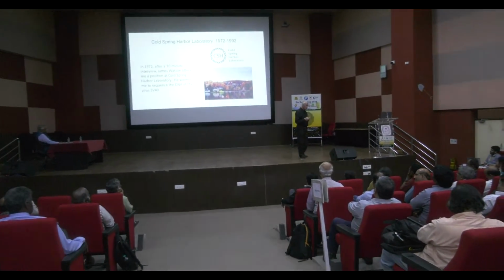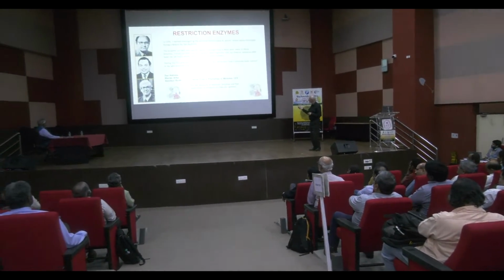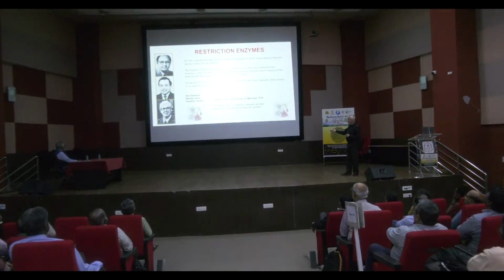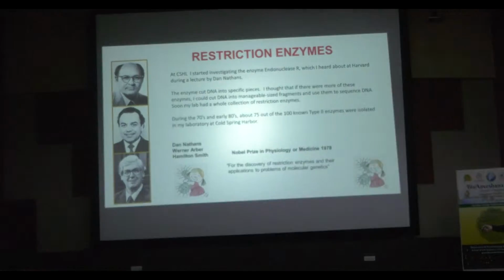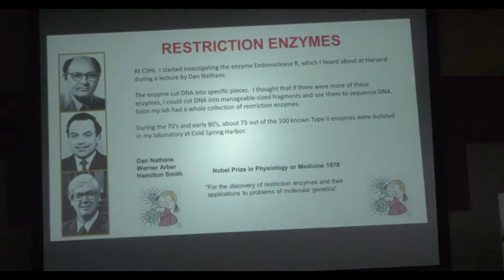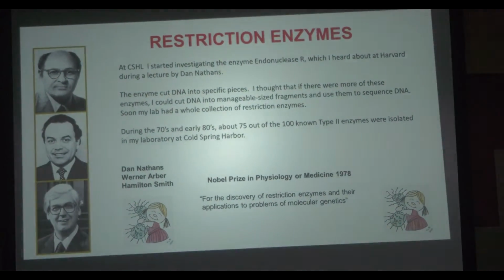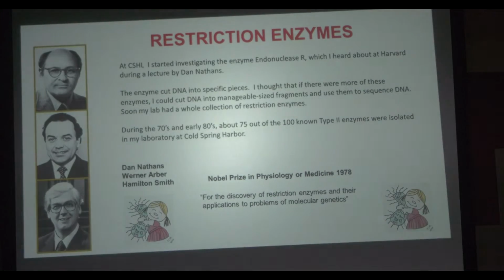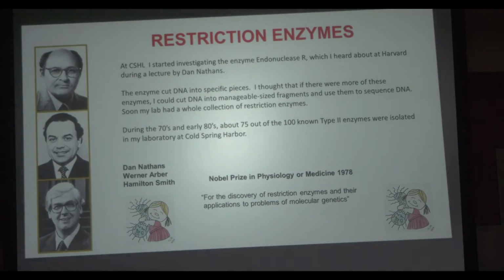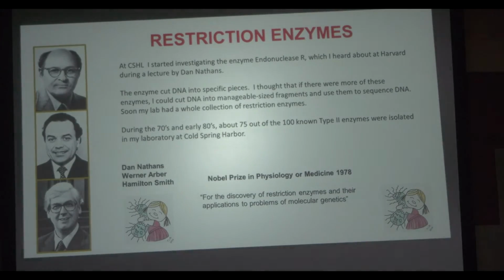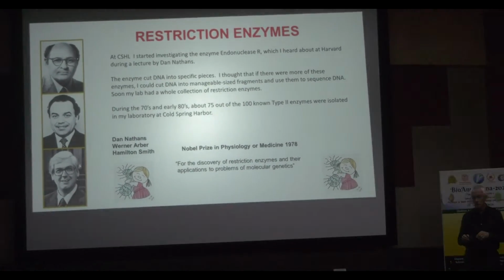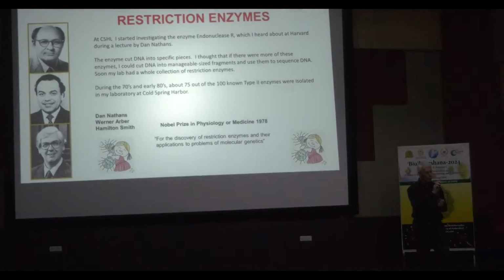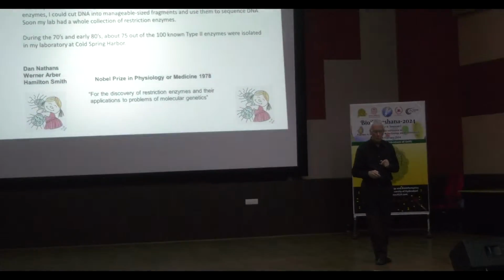And I was fortunate, I'd been to a lecture at Harvard by this man, Dan Nathans, up here. And he and Werner Arber and Ham Smith won the Nobel Prize for discovering restriction enzymes and then learning how they could be used. And so Dan talked about the fact that with SV40 DNA and this enzyme endonuclease R that Ham Smith had discovered, you could cut SV40 DNA into a number of discrete pieces.